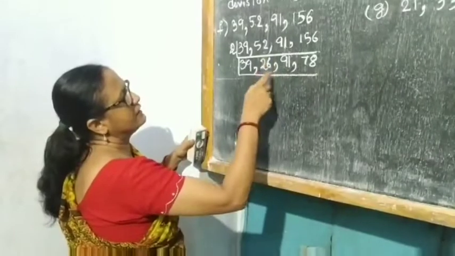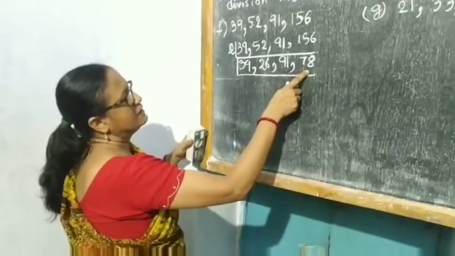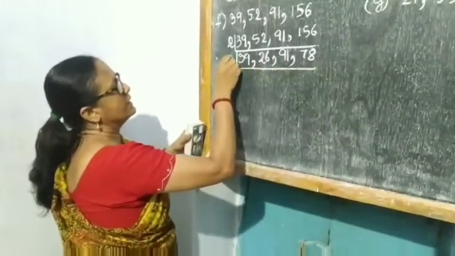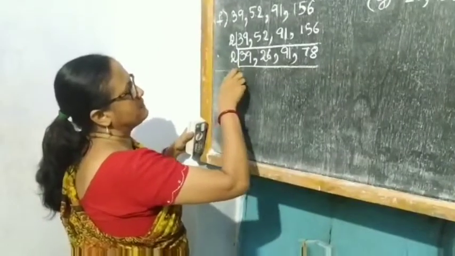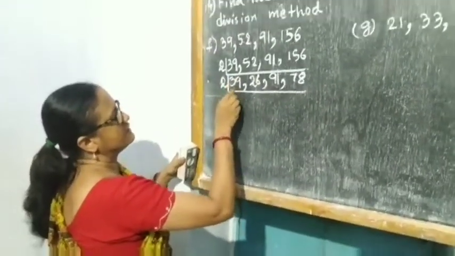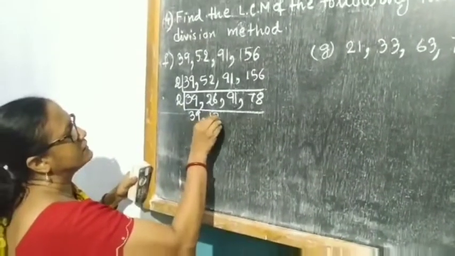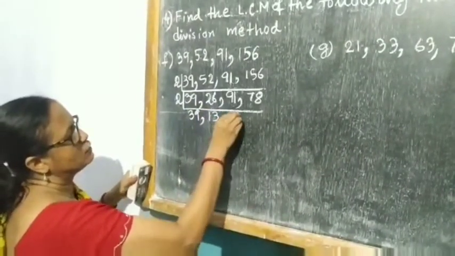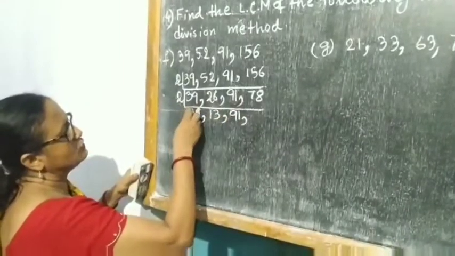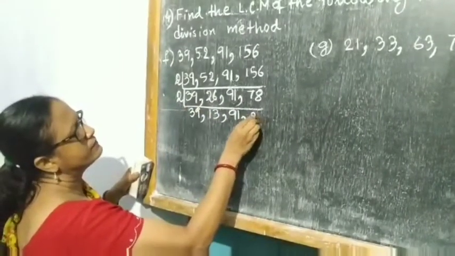Again you see children, there are two even numbers, so they are divisible by 2. So again try with the smallest prime number 2. 39 is not divisible by 2. 26 is divisible by 2, 13. 91 is not divisible by 2. 78 is divisible by 2. So 39.